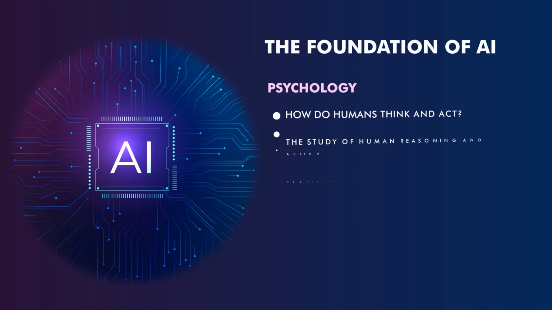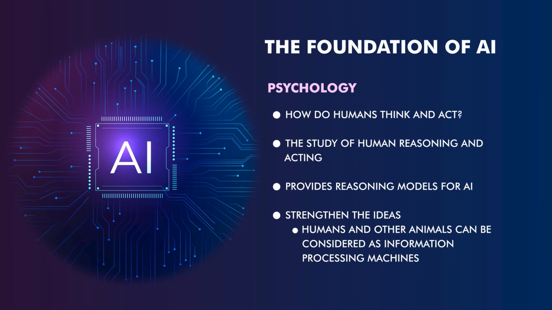Psychology. How do humans think and act? The study of human reasoning and acting provides reasoning models for AI. It strengthens the idea that humans and other animals can be considered as information processing machines.